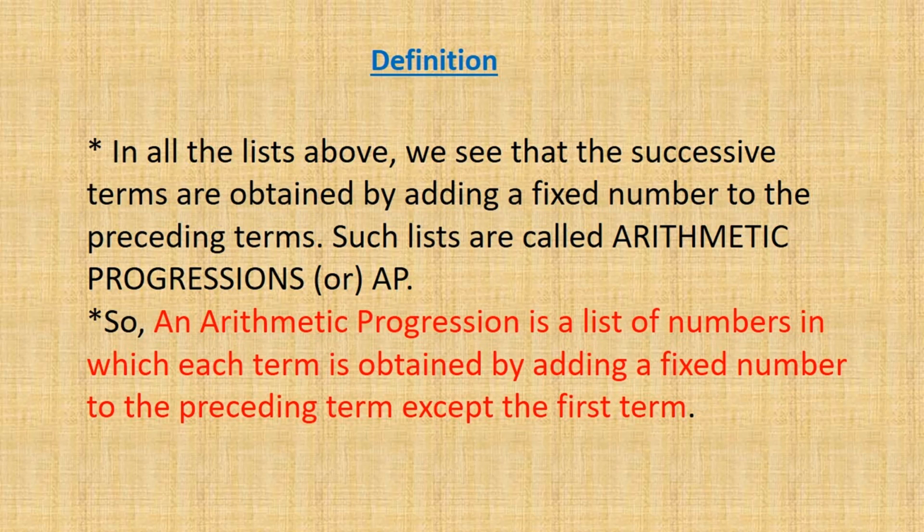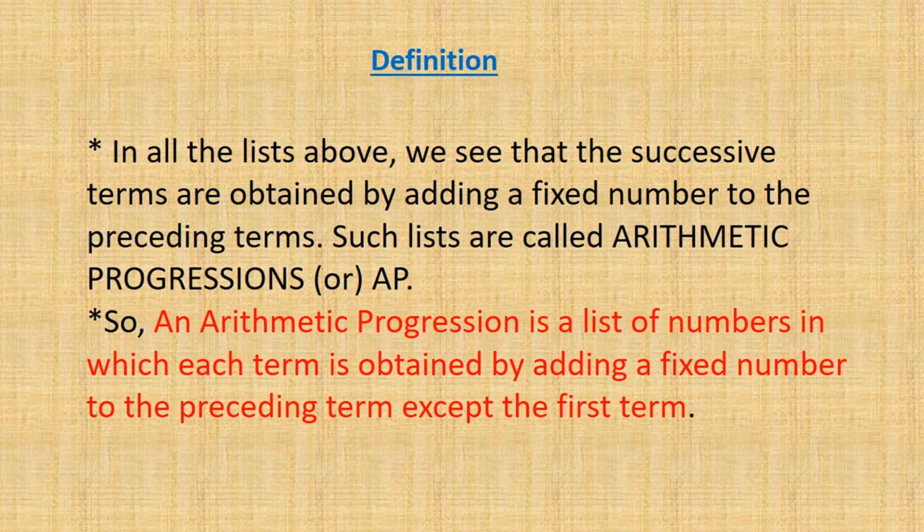An arithmetic progression is a list of numbers in which each term is obtained by adding a fixed number to the preceding term except the first term. So to get each term, you have to add a fixed number to the preceding term. Preceding means the term just before. Here term means number. A term means each number. So each term is obtained by adding a fixed number to the preceding term, except the first term. So that should be clear.